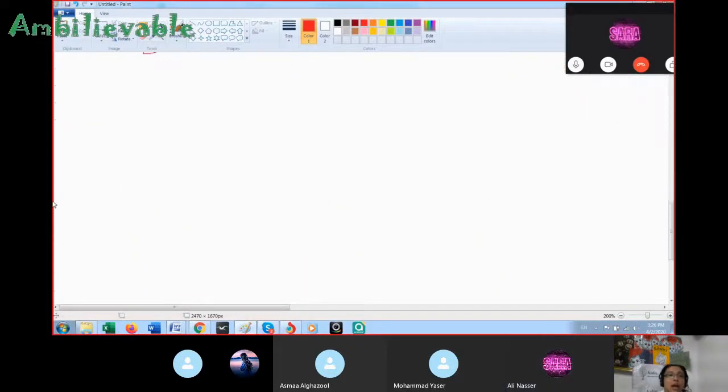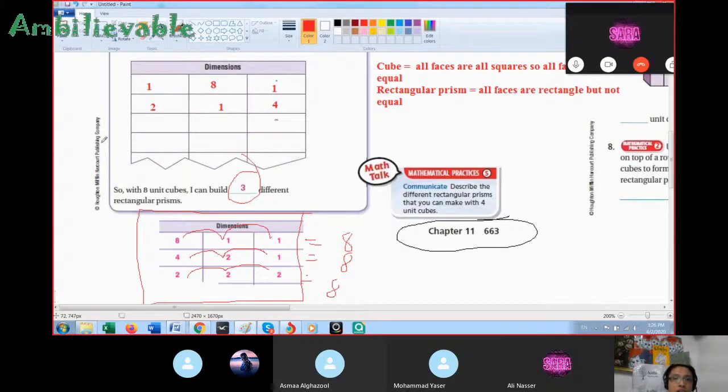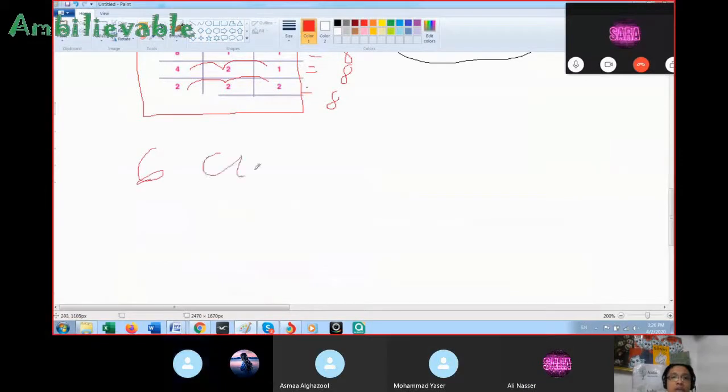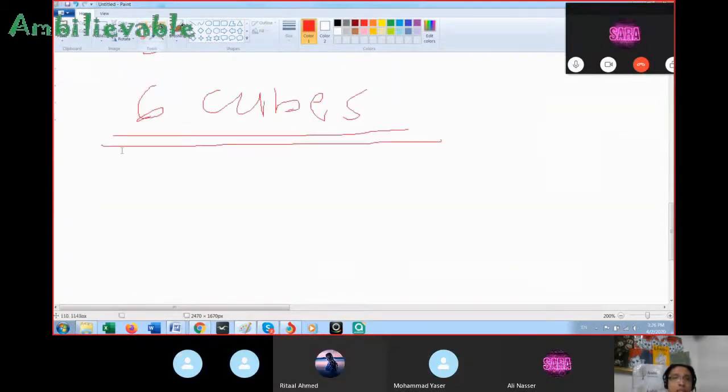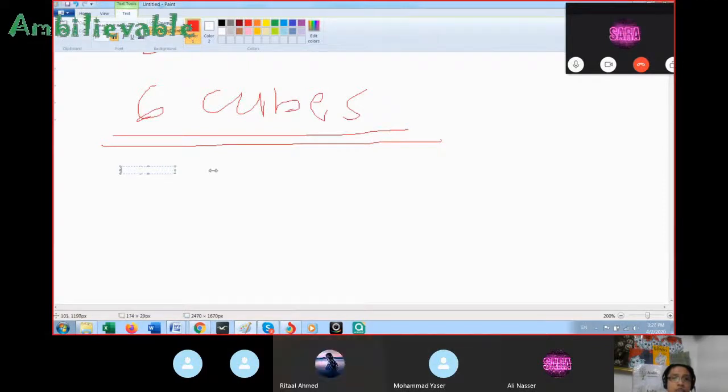Now what about if you have only 6 cubes? What are the possible answers? What would be your dimensions? Can you give me your possible dimensions? If you have 6 cubes, you have 6 by 1 by 1, and 3 by 2 by 1. How many possible rectangular prisms can you get?